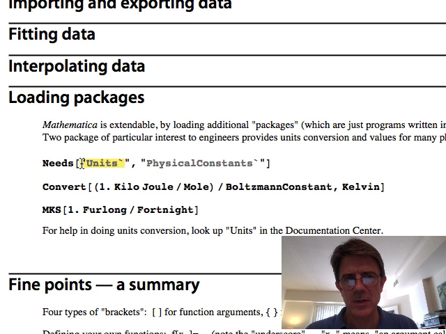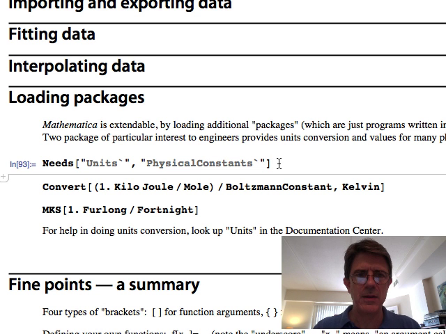The package is named as an alphanumeric string contained in double quotation marks. The name of one of the packages is called units, and it's got this funny little back quote, which is the thing up above the tab. I don't know why that's there, they just do that. And the other one's called physical constants. So if you type that, then those packages will be loaded if they're not already.